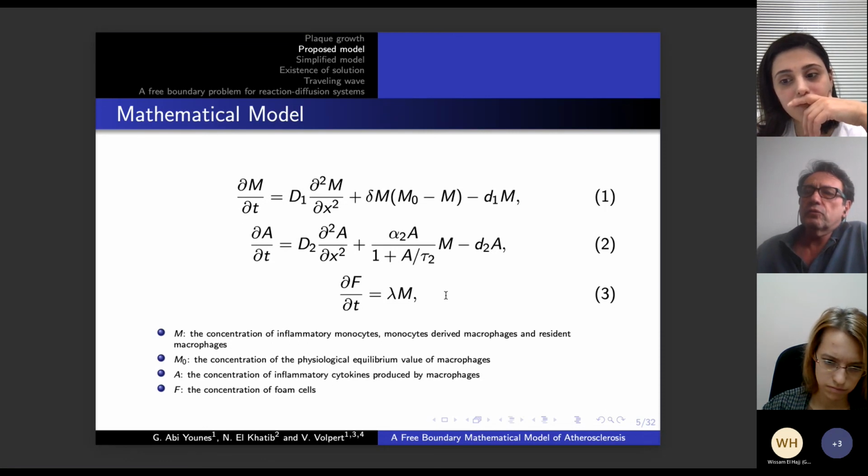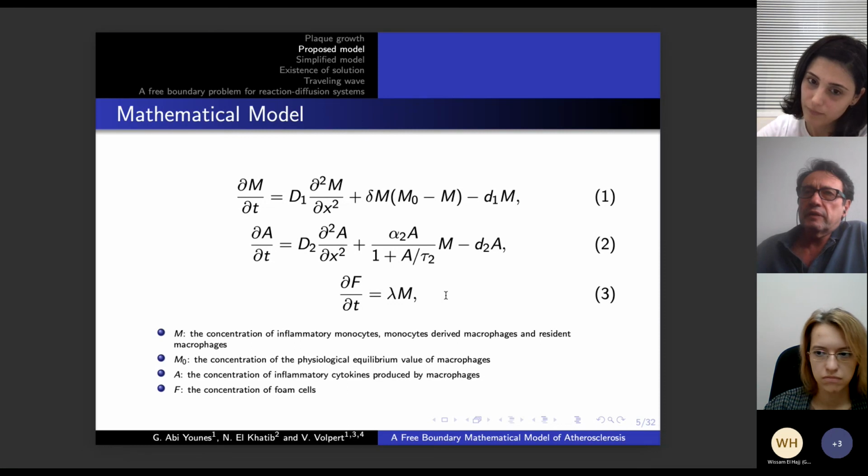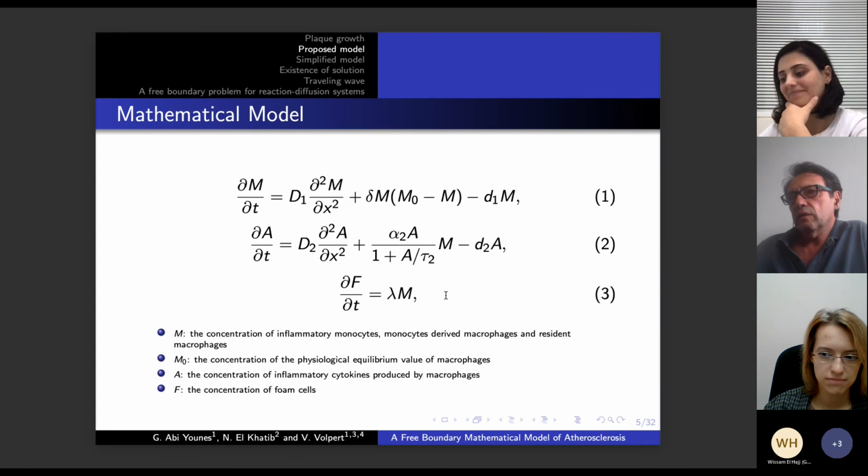Another way to think about that is to suppose that M0 can depend on A. Here it's a constant, but it can depend, and in this case it is biologically more clear, right? You have these inflammatory cytokines, and you can say that there is some concentration determined by these inflammatory cytokines. But okay, I don't have other comments. I think we had a good discussion.